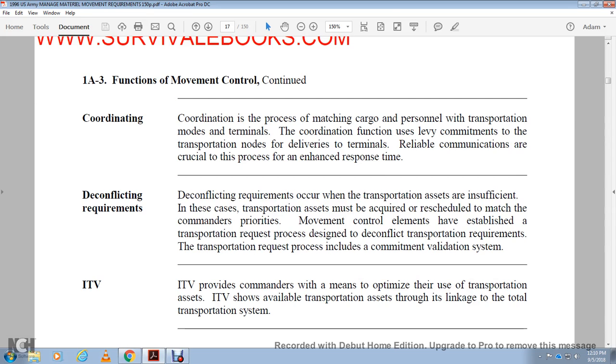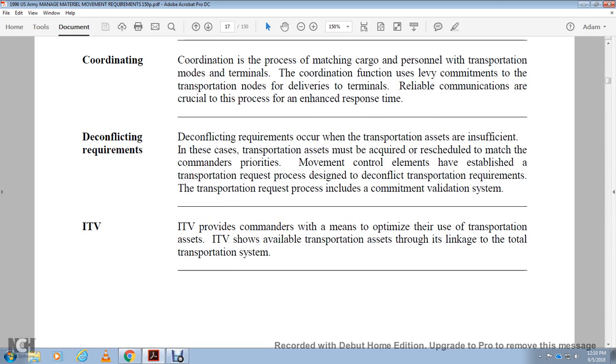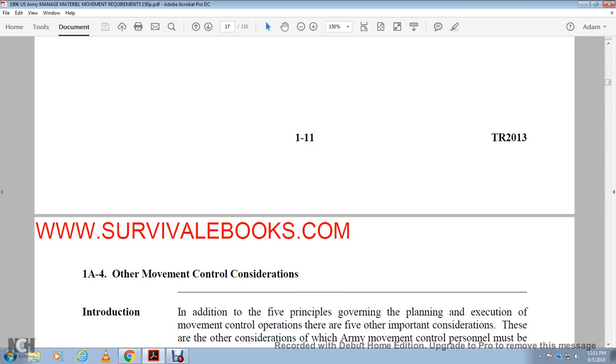Conflicting requirements occur when transportation assets are insufficient. In this case, transportation assets may be acquired or rescheduled to meet the commander's priorities. Movement control elements have an established transportation request process designed to deflect the transportation requirement. The transportation request process includes the commitment validation system. The ITV provides the commanders with the means of optimizing their transportation. ITV shows the available transportation assets with the linkage to the total transportation system.